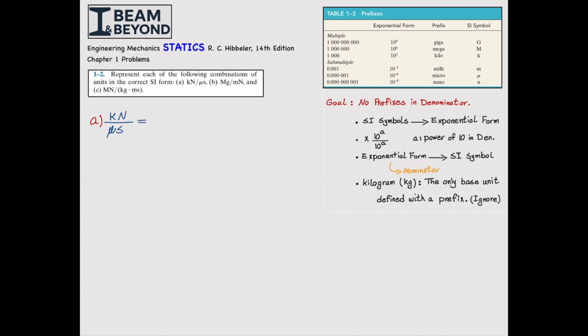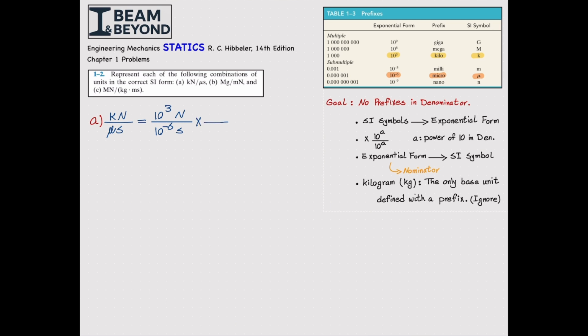So here we have kilo equals 10 to the power of 3. And down here we have micro equals 10 to the power of -6. So we have 10 to the power of 3 for kilo, and we have 10 to the power of -6 for micro.